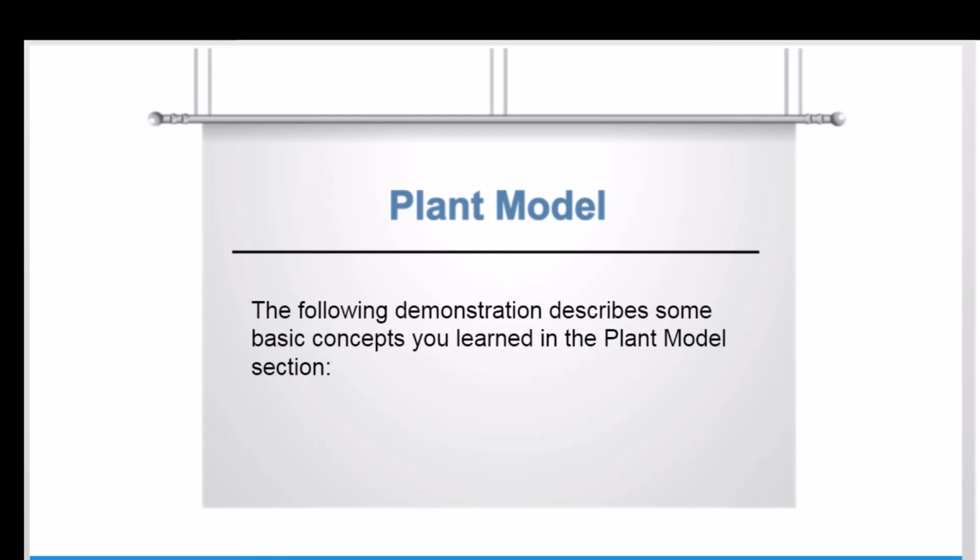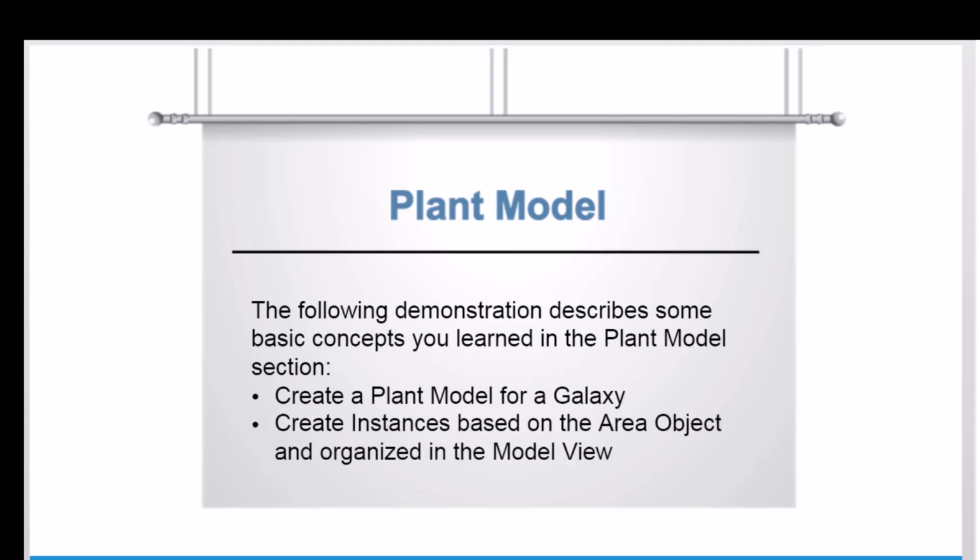Now, let's create a plant model for a galaxy using instances derived from the Area Object template. We then create instances from the Area Object template. These instances will be organized in the model view and used in the next section of this training, the deployment model.